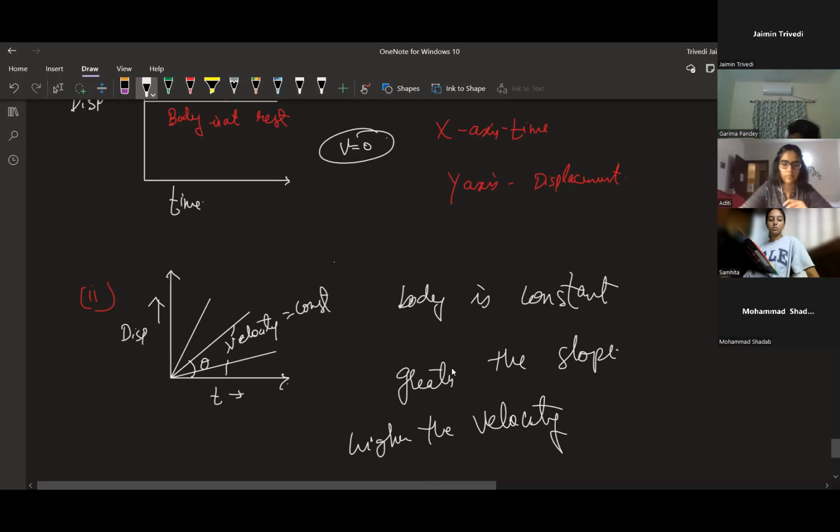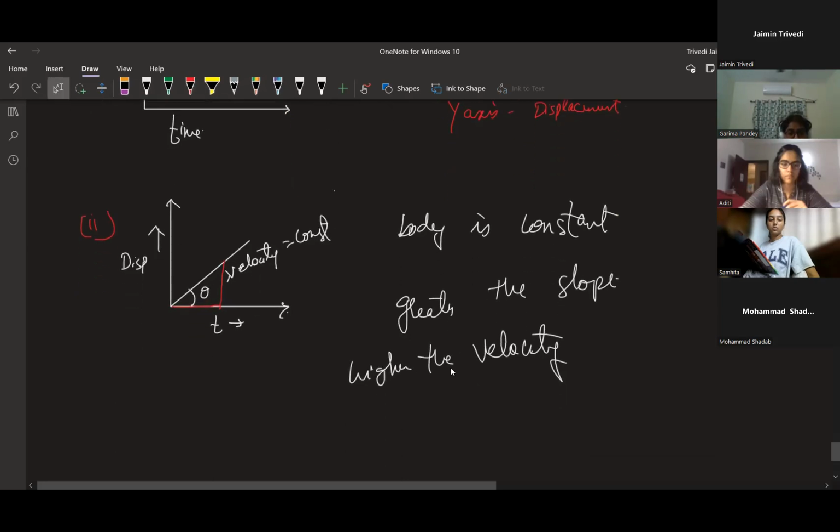So if I draw a line here, let me erase those extra lines. If I draw the slope here, it will be dx by dt, which is equal to displacement taken at x over time t, tan theta. What is tan theta? It is just a form of slope.